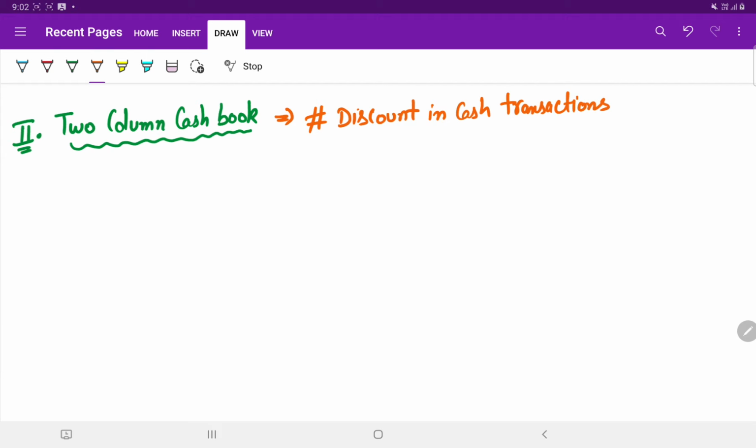If a businessman receives or allows the cash discount, then the two column cash book is needed to record it. In this type of cash book, the following two columns are to be provided on each side. The first column is for discount, which is a nominal account, whereas the second column is for the cash, which is the real account.